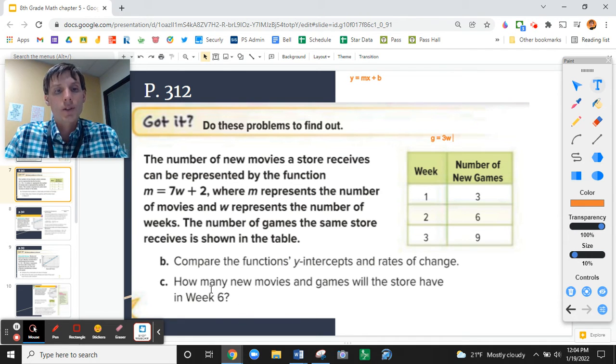And so now we're looking at C here. How many new movies and games does the store have in week 6? All right. So we can look at this 2 ways. Again, if we want to solve this, we can look at our equation here and substitute that 6 in for that w there. We can do the same thing for this equation, or we can create a table. So let's go ahead and first do this table. Since it seems to be going up by 3s, let me just kind of write below it. Let's say week 4, we see it's going to be 12. Week 5 is going to be 15. And week 6.